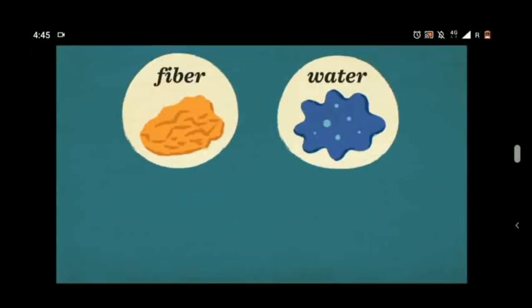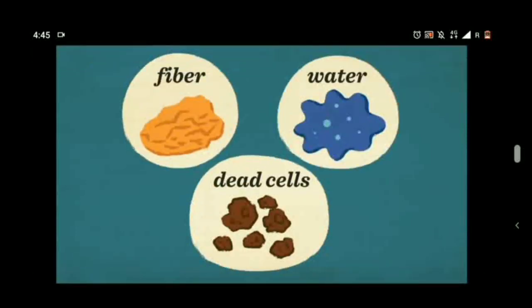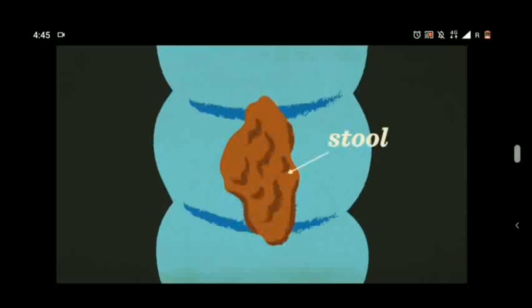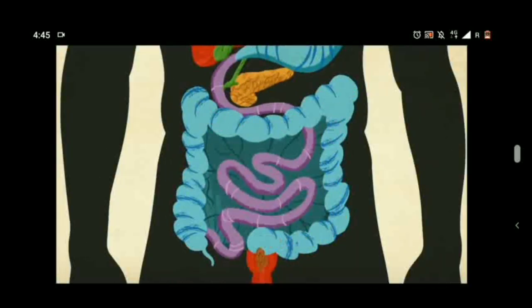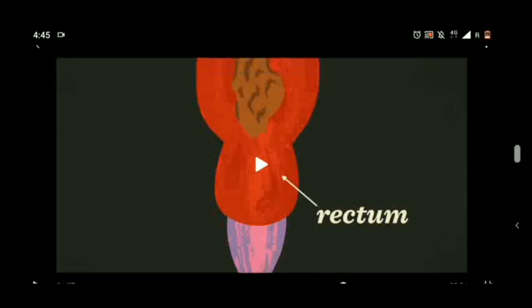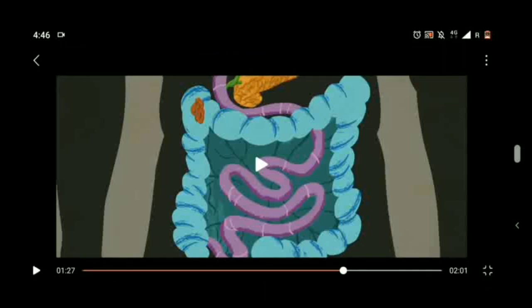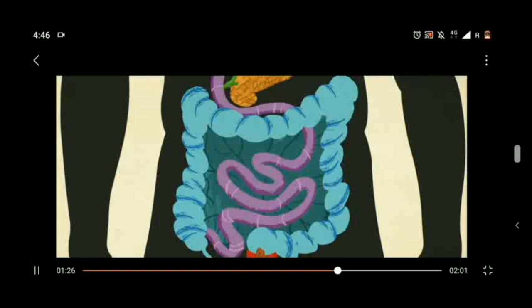Now the remaining unabsorbed part like fiber and dead cells is removed from the body with the help of large intestine. The large intestine absorbs the extra water present in the unabsorbed, unwanted food, and makes what we call the stool, the feces. Temporarily this stool gets stored in the rectum and gets eliminated from the body through the anus. In this way, the digestion of our food and the elimination of the unwanted food particles is done.